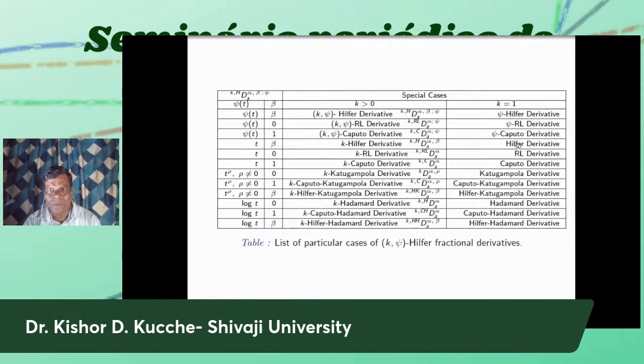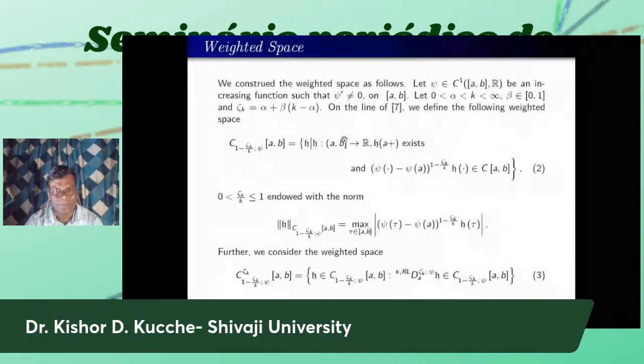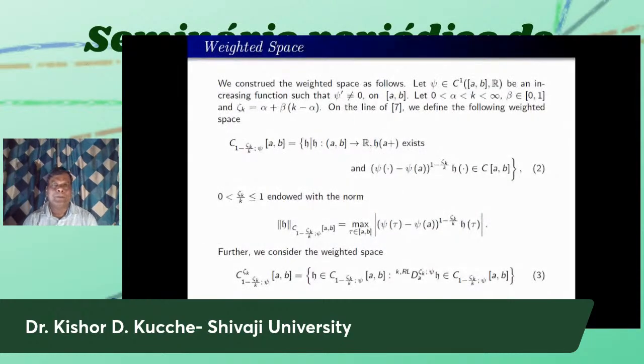Okay, because for K equal to 1, I have already discussed that this K-Psi Hilfer derivative is converted in the form of the Psi Hilfer derivative. Now, to study the property of the K-Hilfer derivative and its particular cases, the K-Psi Riemann-Liouville derivative and K-Psi Riemann-Liouville fractional integral, we require an appropriate space.